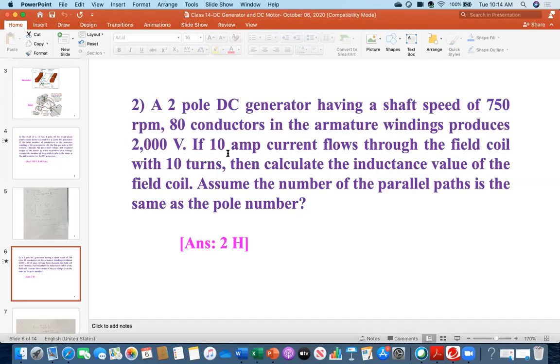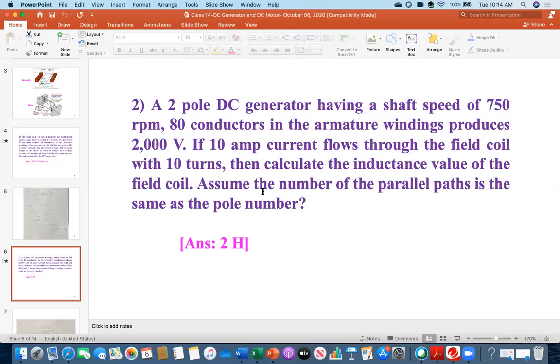So for this DC generator system, what I am saying at the middle of the third line, if 10 ampere current flows through the field coil, this means field coil current is 10 ampere and field coil has 10 turns. This turn is related to the field coil, not the armature coil. Then what should be the inductance value of that field coil? This means L value. And also the number of parallel paths is the same as the pole number.